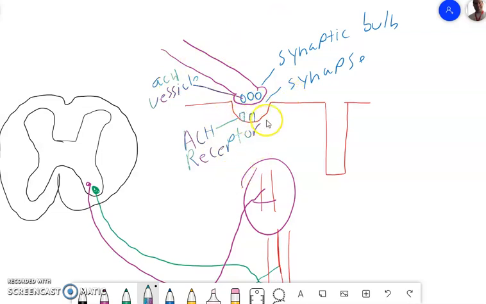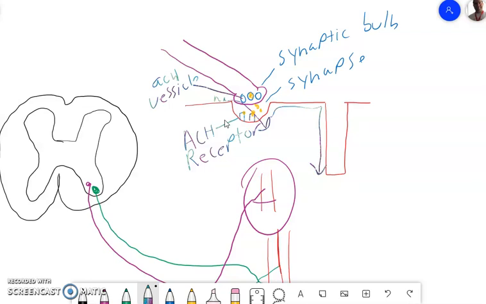Now, there's a gap between the muscle, which would be down here, and the axon and the axon bulb or synaptic bulb. And there are ACH receptors. What happens when the muscle starts to contract, or is told to contract, is these vesicles leave, the ACH comes out, and it binds to the receptors. That's going to let sodium into the cell. And that creates something called an action potential, which is just an electrical current. And that electrical current goes across the cell membrane down the T tubule. And that's where we left off.